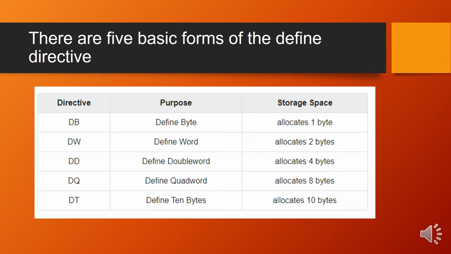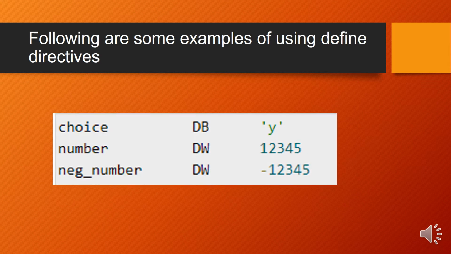dd is the define double word. It allocates 32 bits. Then dq is the quad word, and it allocates 64 bits of memory. And dt is define 10 bytes, and it allocates 80 bits in memory. So these are all the define directives used in assembly programming language.